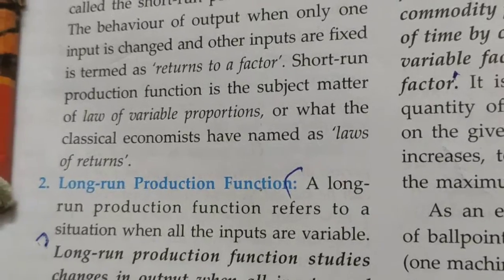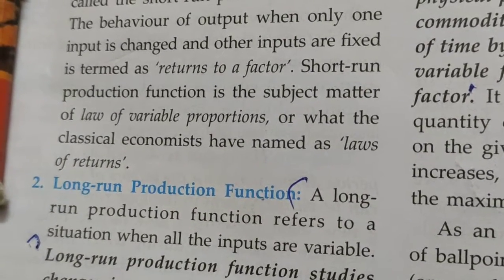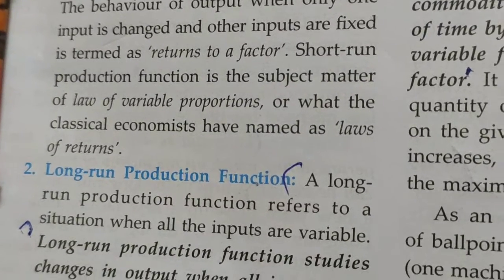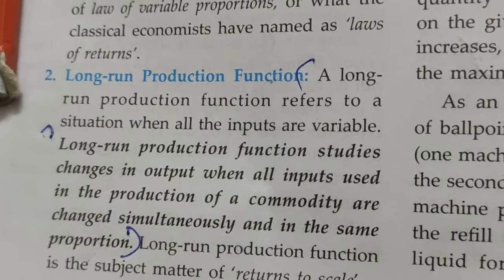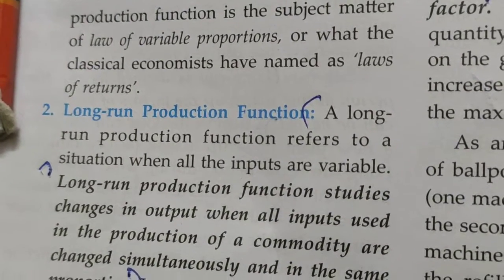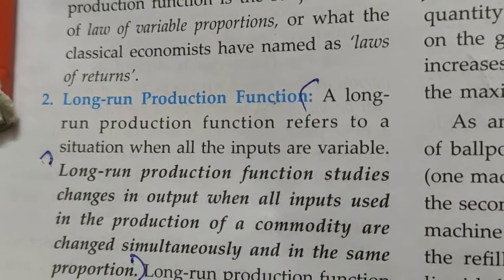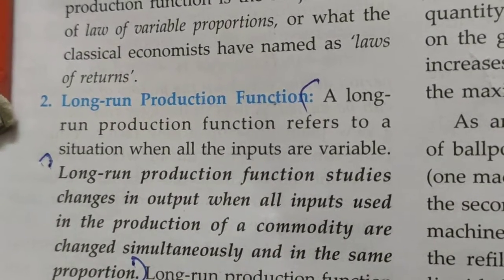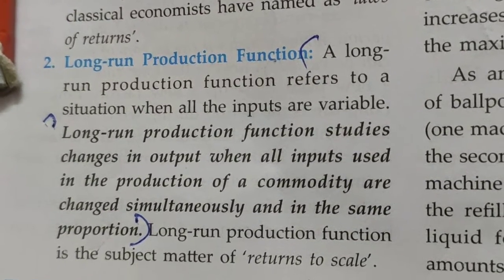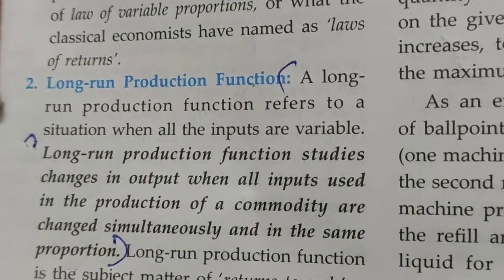Number 2, long run production function. A long run production function refers to a situation when all the inputs are variable. The long run production function studies changes in output when all inputs used in the production of a commodity are changed simultaneously and in the same proportion. The long run production function is the subject matter of returns to scale.